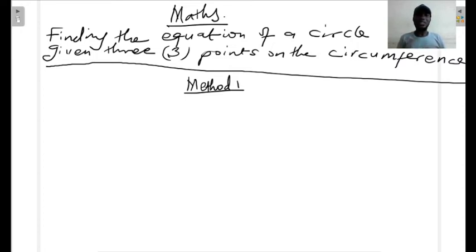Today's study is finding the equation of a circle when given 3 points on the circumference of a circle.